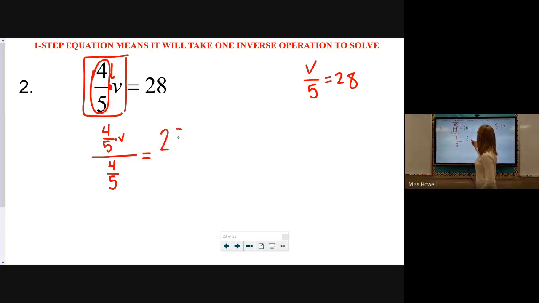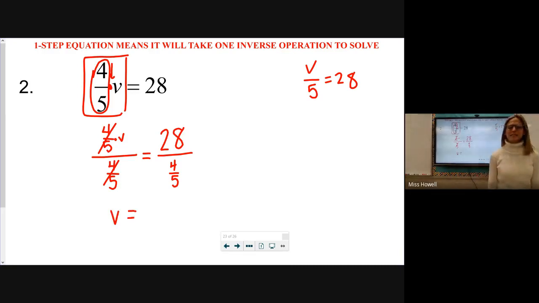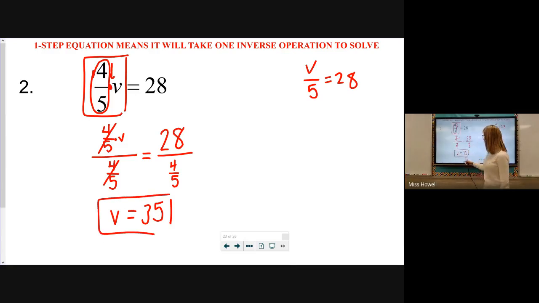So over here, we have our 28. So we also need to divide it by the 4/5. Over here, 4/5 divided by 4/5 will cancel or eliminate, leaving us with a v equals. And then 28 divided by 4/5 would give us a value here of 35. Now it makes a little bit more sense. And I could have gotten a decimal or fraction there, which would be perfectly fine also.